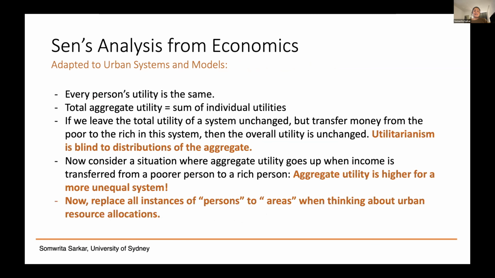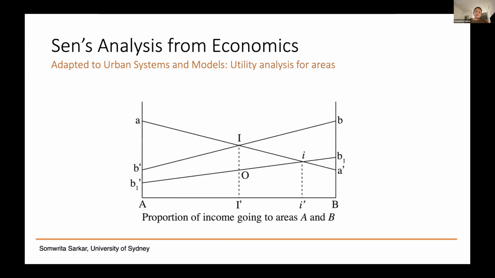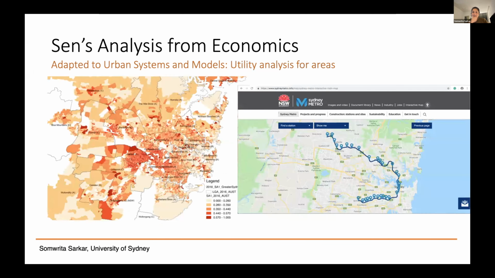So I'm going to go back there and say that total aggregate utility is increasing for a more unequal system. So we are rewarding more and more unequal systems, because in our measurement models, the maximization of our objective function, our aggregate utility measure, is higher for a more unequal system. That's the unforeseen consequence.